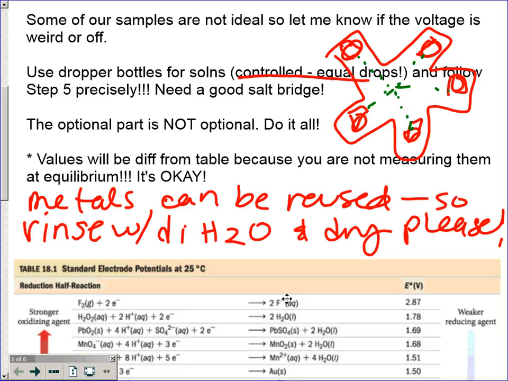If you're using pencil, pencil has graphite in it, graphite is conductive, it could affect your results. I'm telling you right now, do not use pencil.